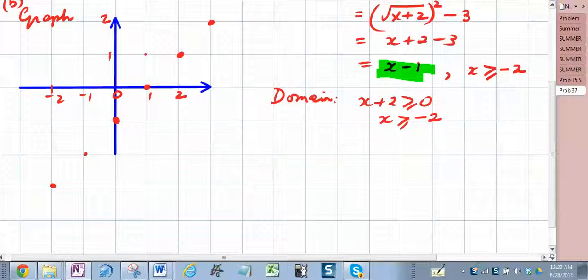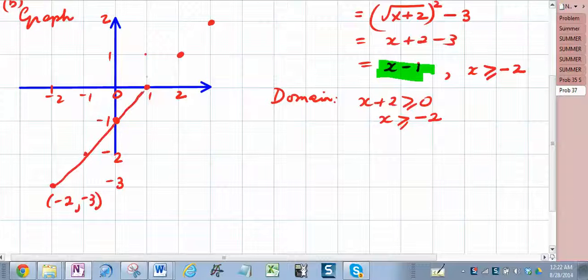And you can see that at this point I've gone to the left twice, so I've hit an x of negative 2. My x value is negative 2, and I went down twice and I already started at negative 1. Therefore, my y value is negative 3. Let's join up all the points, and that will be my graph. It is a ray, not a line.